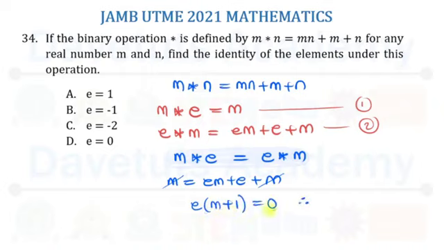Therefore, if you divide both sides by m plus 1, E will be 0. So the identity element is option D, E is 0. We can check, okay? You can check.